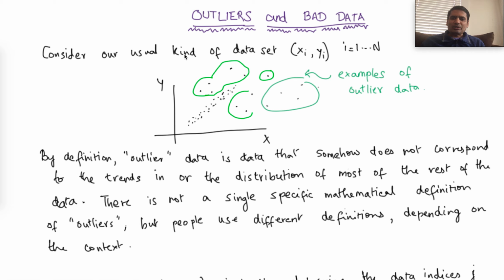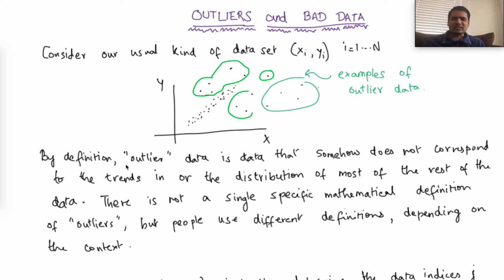So consider our usual kind of data set. We have xi and yi, both real numbers. And let's say we plot x versus y like so, and these black dots are the data, and we have black dots that are here, right? So all over the place, in addition to what seems to be the primary trend in the data. Usually, these kinds of data points might be called outlier data, right?